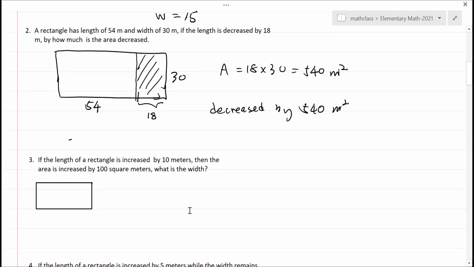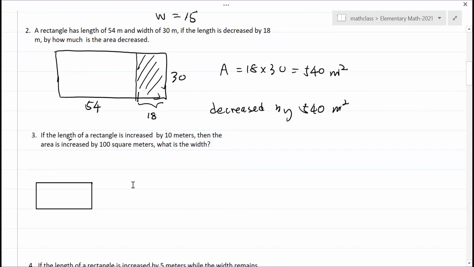If the length of the rectangle is increased by 10 meters, then the area is increased by 100 meters. What is the width? Okay, that is inverse. That's a little bit more complicated than the previous. We don't know the width. But you draw the picture, okay? You draw the picture, that helps you a lot. Of course, the width is not changed. The width is not changed, but the length is increased.